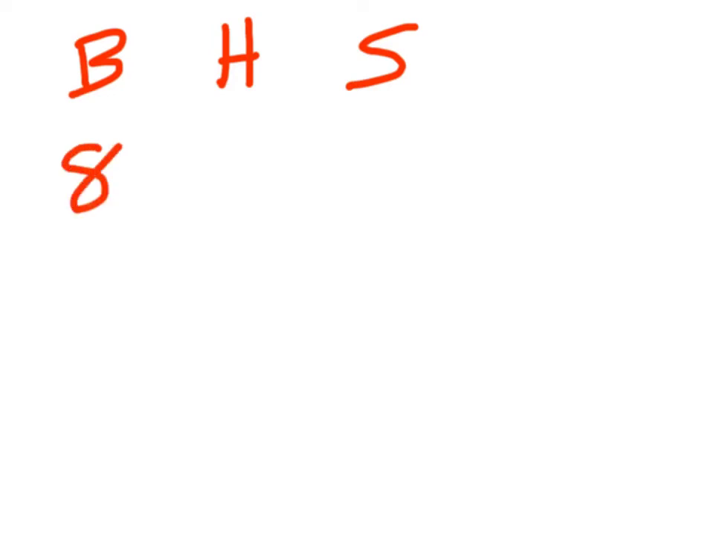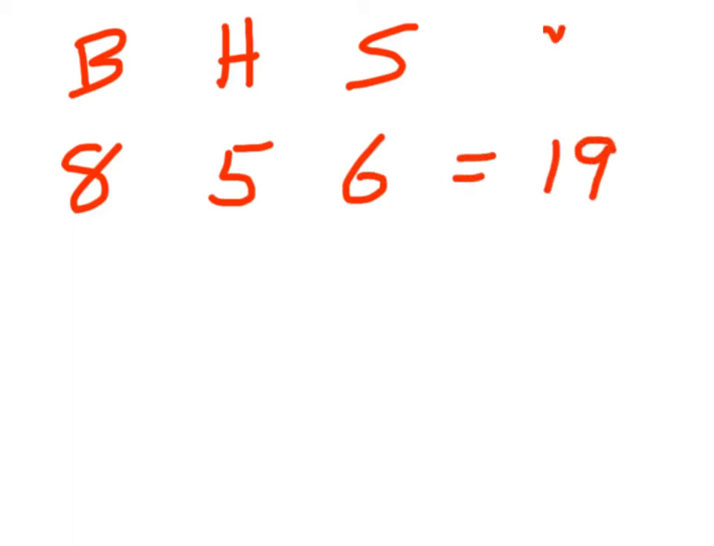Okay, move on. Next, let's pretend that you have a bunch of cards. You have baseball cards, you have hockey cards, and you have soccer cards. Okay, 3 different types of cards: baseball, hockey, and soccer. And you have 8 baseball cards, you have 5 hockey cards, and you have 6 soccer cards for a total of 19 cards. Okay?